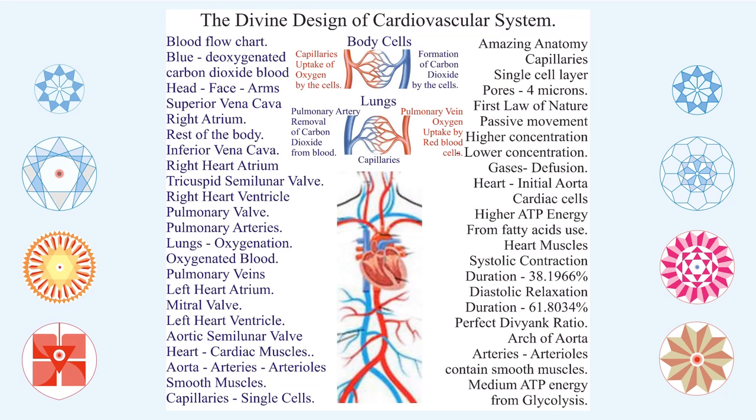Heart, initial aorta, cardiac cells is one part. Now, there are three different kinds of cells. You have skeletal cells, you have smooth cells, and you have cardiac cells. The heart is made of cardiac cells, including a part of aorta. And they carry a different structure which is involuntary and controlled by vagus nerve. But the amount of oxygen and ATP and other things which are produced by the cardiac cycle is almost 2.25 times more than what happens in skeletal muscles.